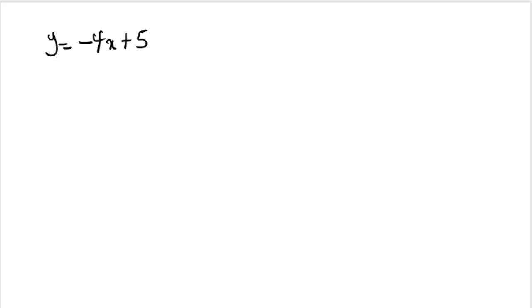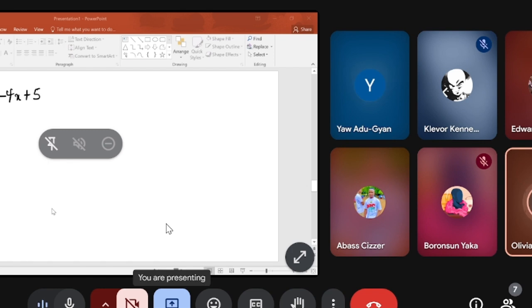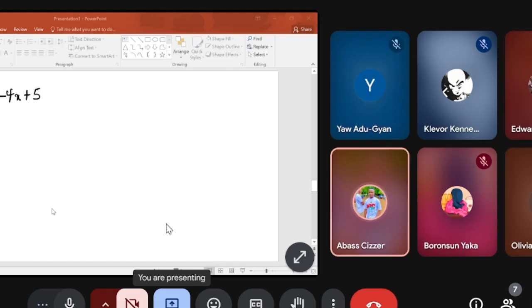Is anyone done? The gradient is 1/4. Okay, who else? Yes, please. What should we find again? I just said to find the gradient of the line which is perpendicular to y is equal to negative 4x plus 5. The answer is 1/4.